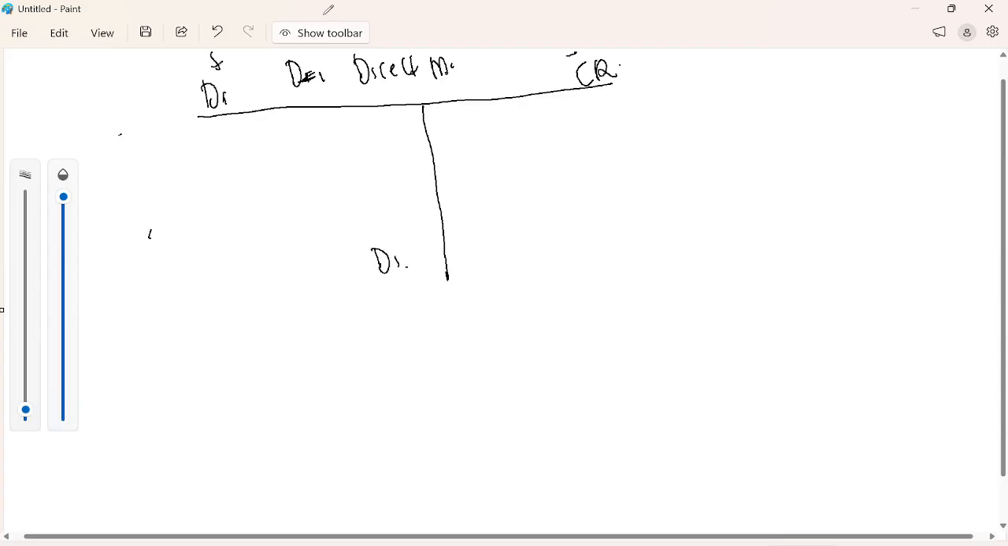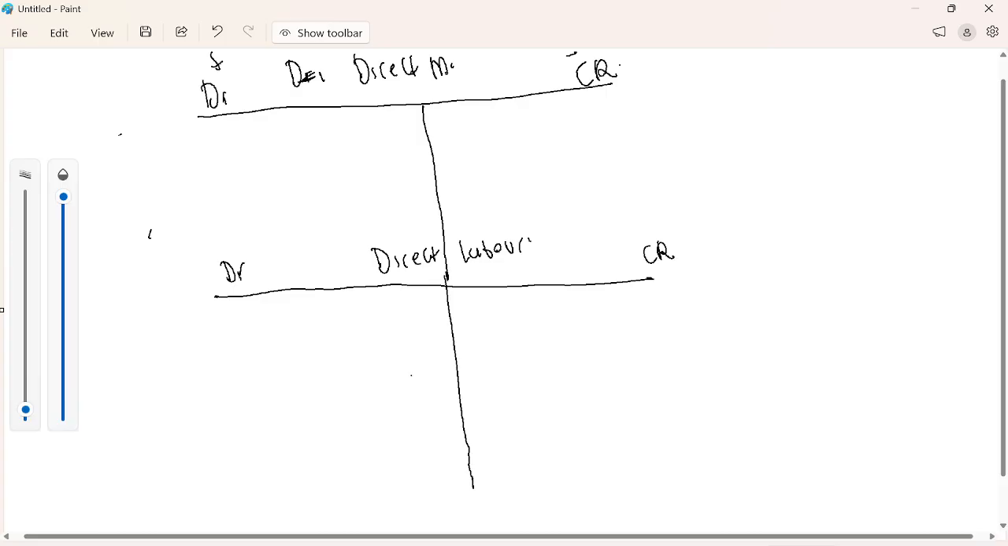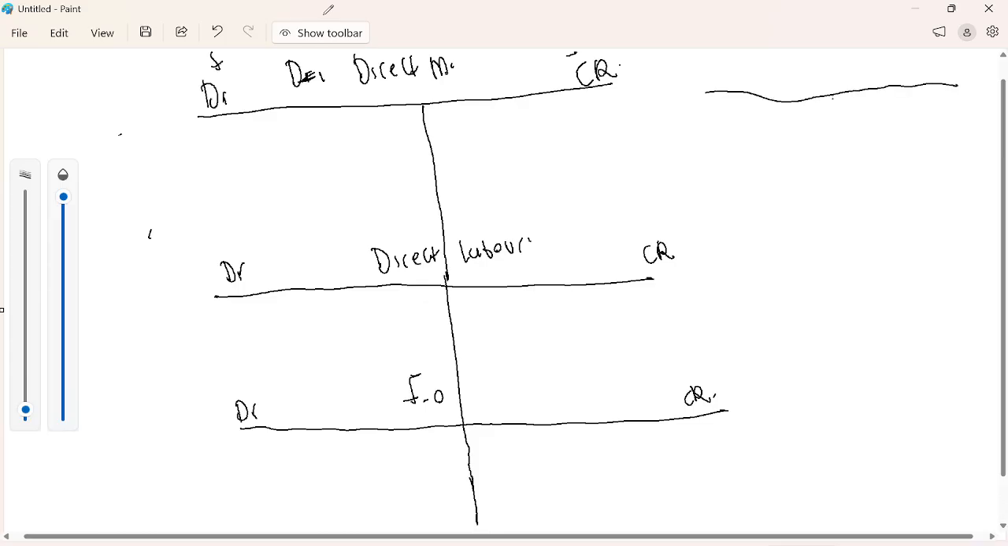So I'm going to have my direct labor, with my debit and my credit here. I'm going to have my factory overhead, with debit and credit, right? And I'm going to have my work in progress, simply debit and credit. Remember, guys, for direct material, I'm going to have the balance brought down here.